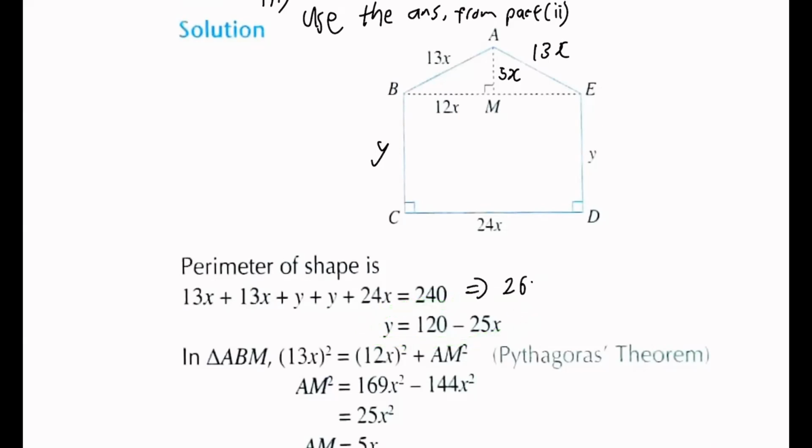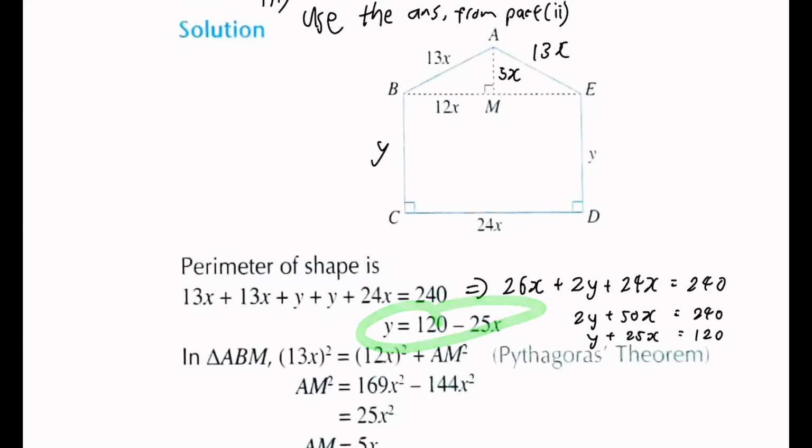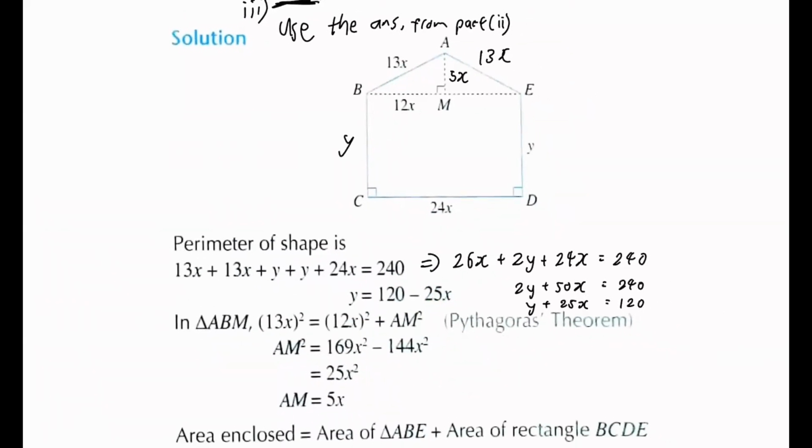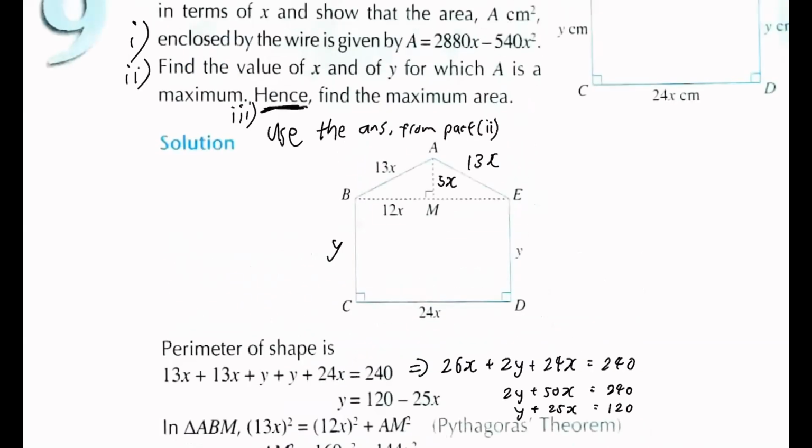Maybe I'll do some working here. 26x, 2y, 24x, 240. 26 plus 24 is 50. So we get 2y plus 50x equals 240. You can divide by 2, so y plus 25x equals 120. Bring the 25x over and we get what we have here. Okay so far? Yeah.